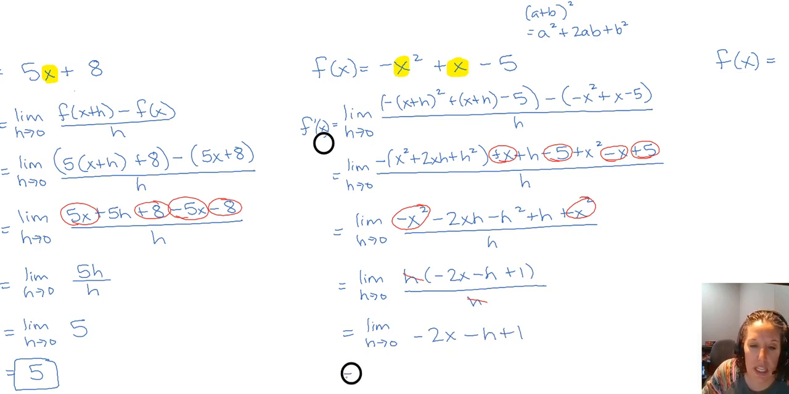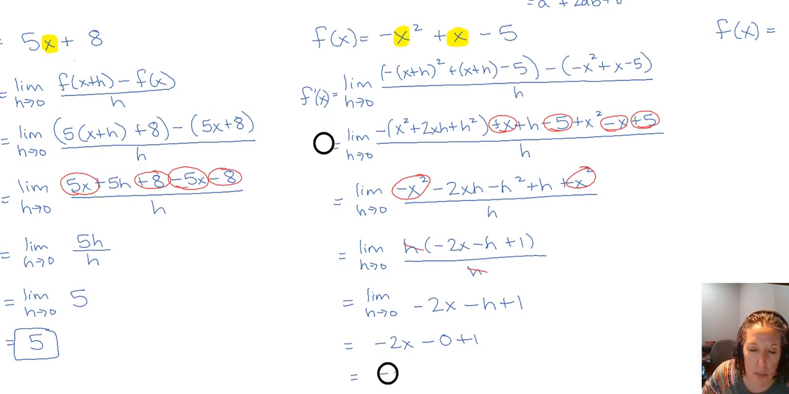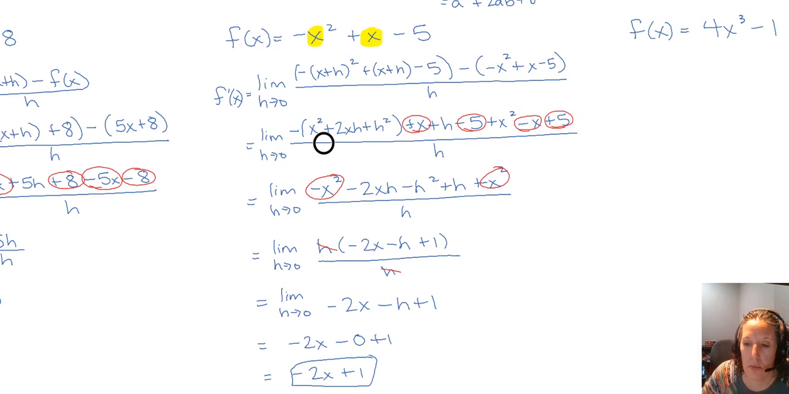We can plug in and evaluate our limit, and we'll get negative 2x minus our h value is 0 plus 1, which simplifies to negative 2x plus 1. So our derivative of negative x squared plus x minus 5 is negative 2x plus 1. So we can find the slope of that function at any point x just by plugging in that value of x. All right, let's do one more.